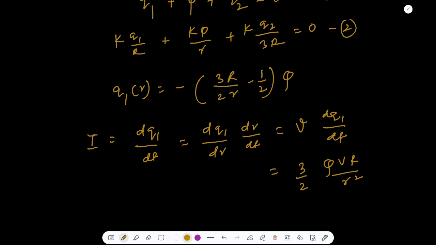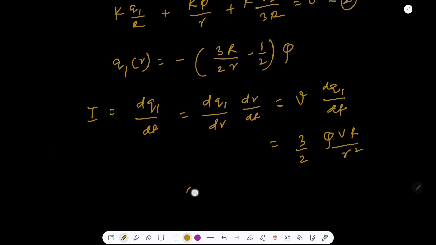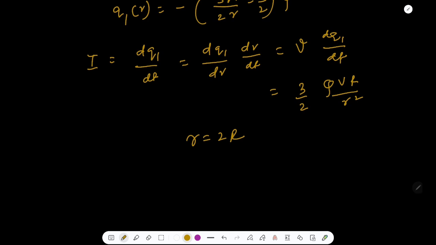So, at the moment when small r is equal to 2r, if you put small r equals 2r in this obtained equation, you are going to get the current as 3 by 8 qv upon r, and that is dimensionally correct, and this is your result. Thank you very much for watching.